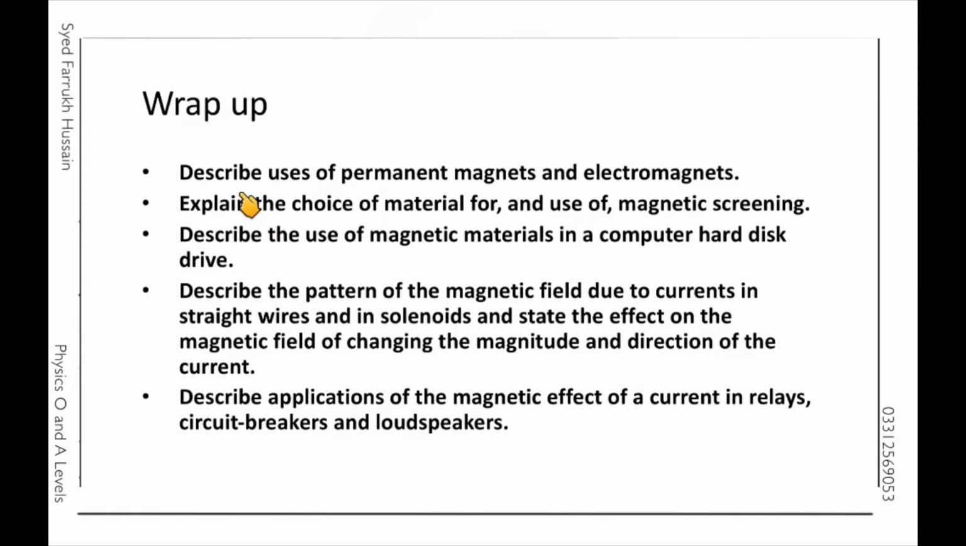So let's wrap up. In this video we have described the use of permanent magnets and electromagnets. We have explained the choice of material for and use of magnetic screening. We have described the use of magnetic materials in a computer hard disk drive. This is actually the use of magnets: if you want the information on the computer hard disk drive tape, it has to be of permanent magnet, so that it is magnetized for that time, and you can use that data for later purposes, so that you can access the data after it is stored. And the coating must be of steel, so that the magnetism is retained for a longer period of time.